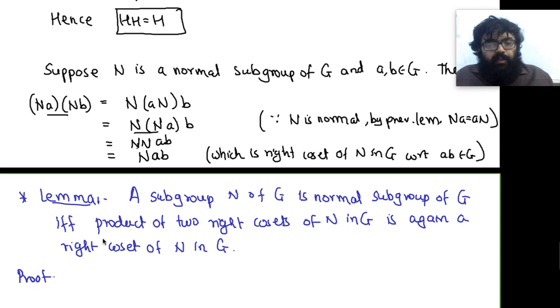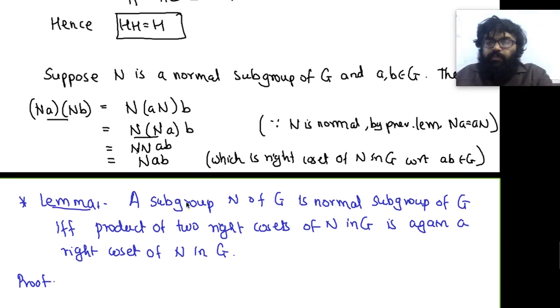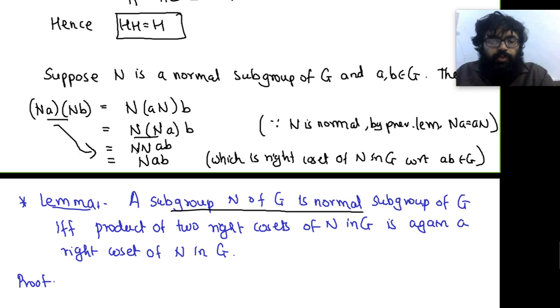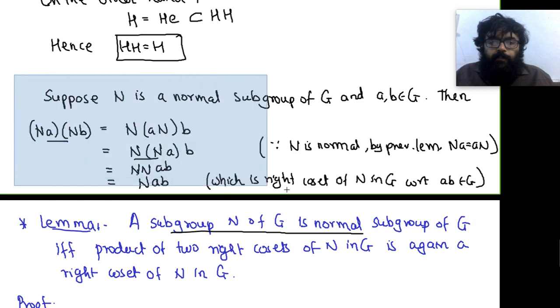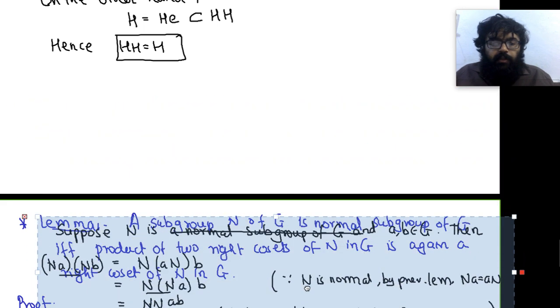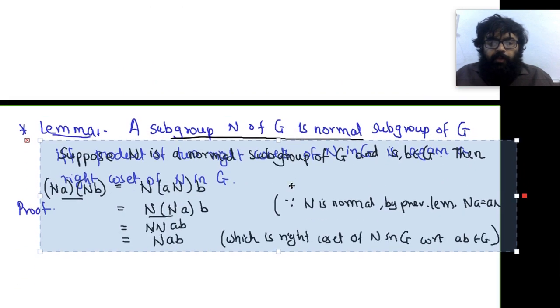Right, so in the proof, first we assume that N is a normal subgroup of G. Then we should show the product of two right cosets is also a right coset. We already showed here that NA times NB equals NAB, so one part we already did in the previous remark. Let me copy and paste that same thing here. So this entire thing I can consider as proof.